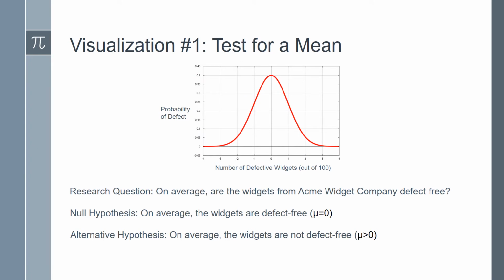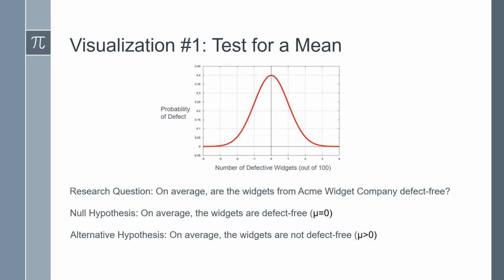So the first hypothesis testing that we have is visualization number 1, where we have a test for a mean. On the x-axis we see the number of defective widgets out of 100, and on the y we see the probability of defect. The research question is, on average, are the widgets from Acme Widget Company defect-free? The null hypothesis postulates that, on average, the widgets are defect-free, with 0 defect.